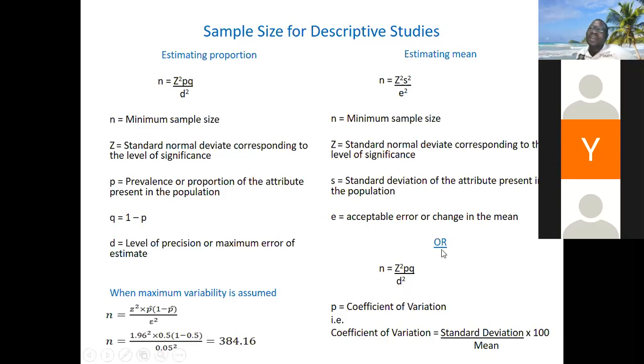Or otherwise, to avoid that headache, you use this formula, but with the coefficient of variation. That is the standard deviation divided by the mean, times 100, which expresses it as a percentage, as if it's a proportion. You calculate your P and Q and use this D directly. You just use this formula as if you changed it to proportion. That is why even in that software, they made provision for this form and for the one that uses the coefficient of variation.